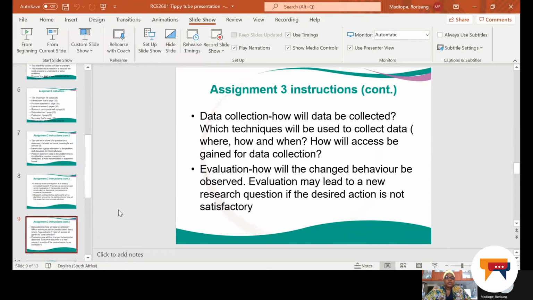Evaluation may lead to a new research question if the desired action is not satisfactory. Your findings may not be implemented the way they should be, and that can raise questions for more research, or for a new topic that is developing from the evaluation, if the behavior is not changing the way it's supposed to change.